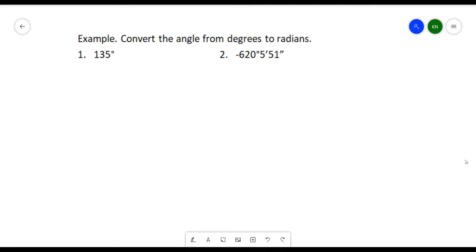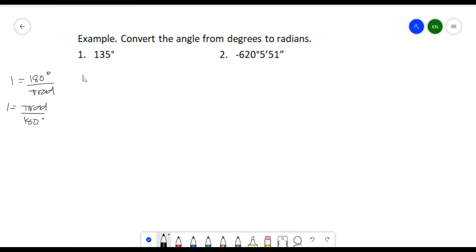We have here: convert the angle from degrees to radians. So the first example is 135 degrees, and we need to convert that into radians. Again, for the conversion, given an angle, 1 is equivalent to 180 degrees over pi rad if you are converting radians to degrees. But since we are converting degrees to radians, we need to use the reciprocal of this one, which is pi rad over 180 degrees.